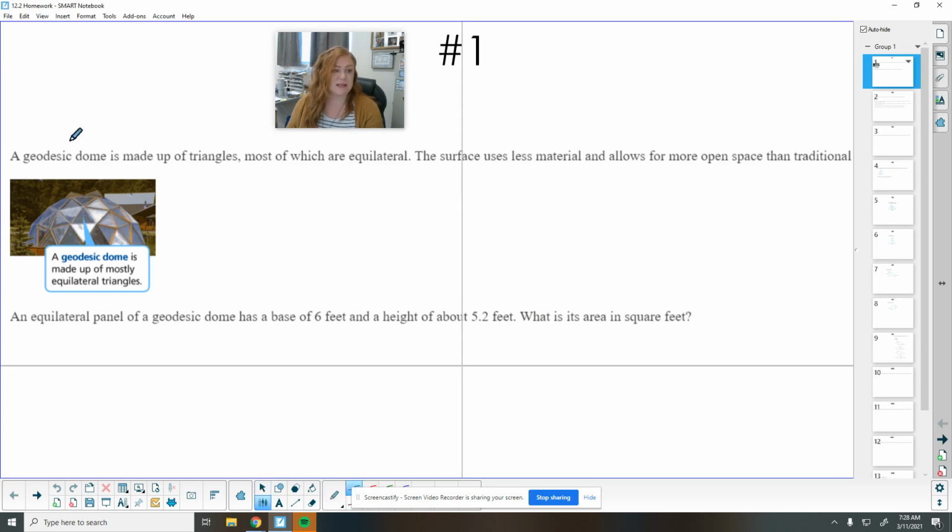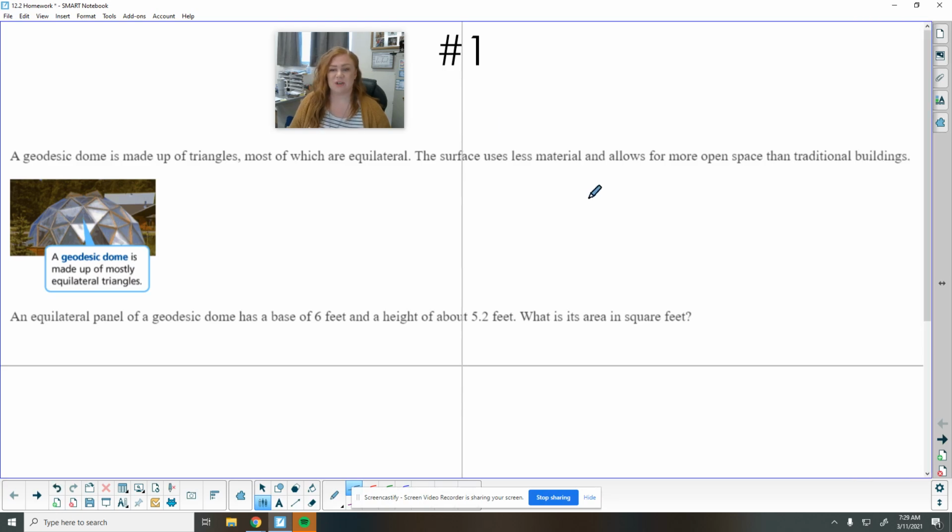Number one tells us that a geodesic dome is made up of triangles. Maybe you've seen one of these buildings before that's made up of triangles, most of which are equilateral, so they're the same on all sides. The surface uses less materials and allows for more open space than traditional buildings. An equilateral panel of a geodesic dome has a base of 6 feet.